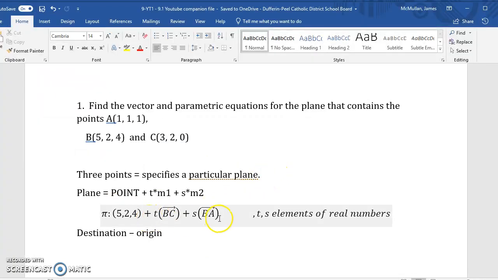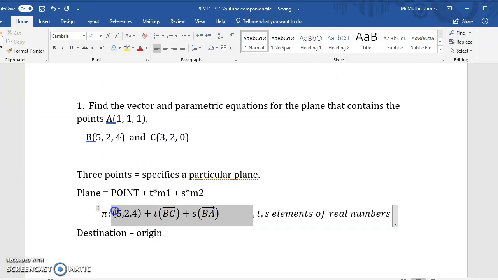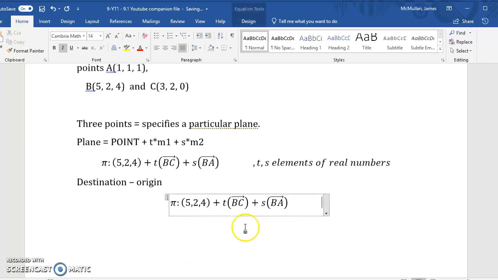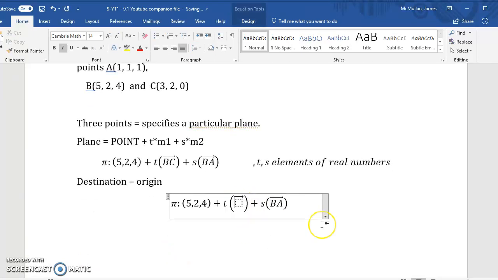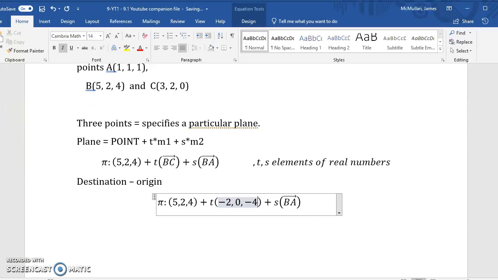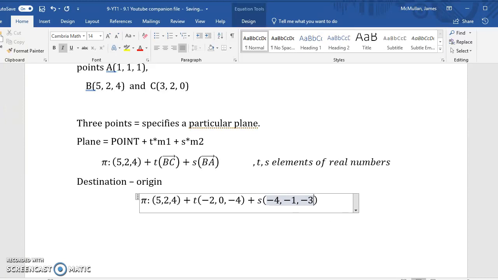So we can answer this question easily. All we need to do is just write down the vector BC and the vector BA. So vector, to get from B to C, I would need to go -2 in the X, 0 in the Y, and -4 in the Z. To get from B to A, I would need to go -4 in the X, -1, and then -3. And that would work.